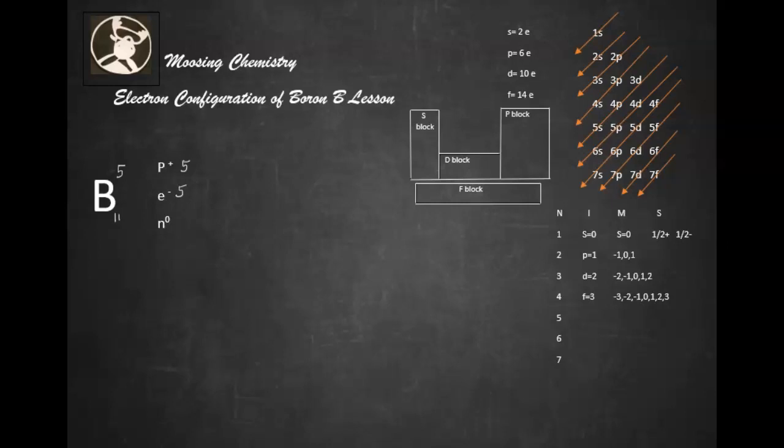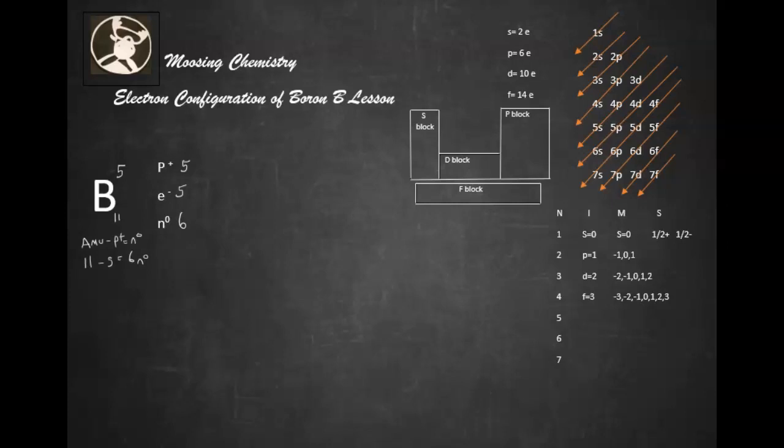And what about our neutrons? Well, we're going to go AMU minus protons to give me neutrons, okay? So you go 11 minus 5, and that will give me a total of 6 neutrons, okay? So we're going to put a 6 right there.